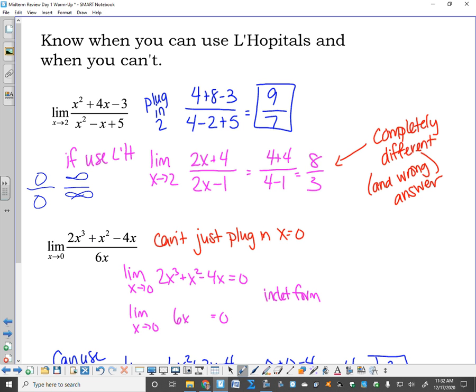So L'Hopital is a very powerful tool. It's a very useful tool, which you didn't know when we were first doing limits. You didn't know anything about derivatives. But now that you know L'Hopital's rule, and that is in your tool belt, please don't use it incorrectly. You can only use L'Hopital's rule if the original limit is an indeterminate form.